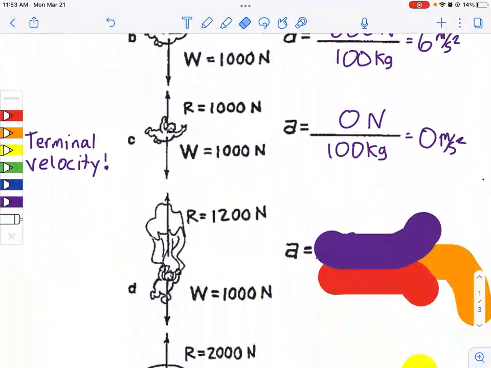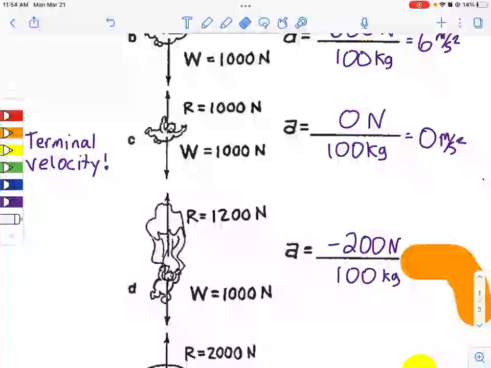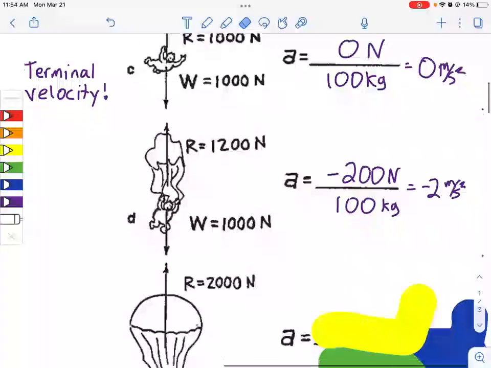And then he opens his parachute. What happens when he opens his parachute? Well, he's probably going to feel like he's pulled upward, which is why this air resistance is actually bigger now than his weight. So we end up with a negative force. That just means he's being pulled upward. With this negative 200 newtons for his 100 kilograms, we get a negative 2 meters per second squared. That just means he's slowing down. He's still falling down. He's just slowing down while he does it, okay?